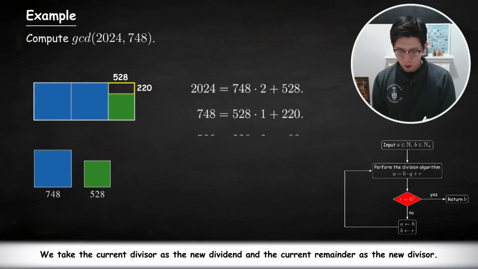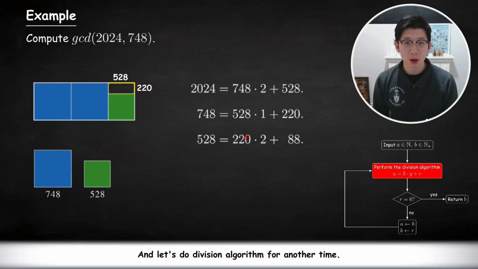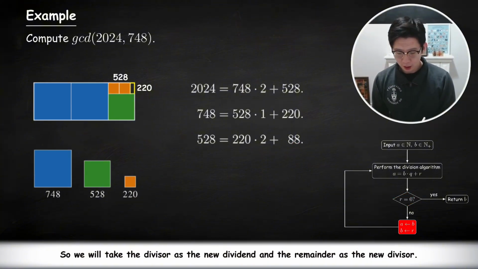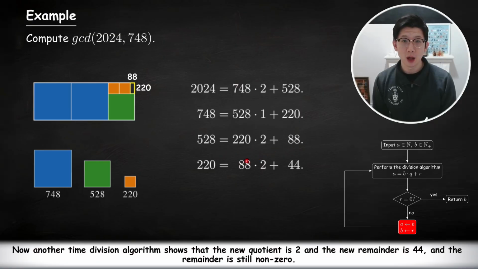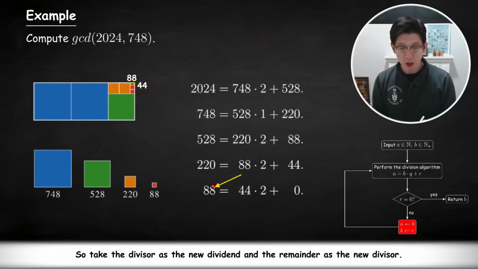So what do we do? We take the current divisor as the new dividend and the current remainder as the new divisor. And let's do the division algorithm for another time. This time we have the quotient 2 and the remainder 88, which is still not 0. So we will take the divisor as the new dividend and the remainder as the new divisor. Now, another time the division algorithm shows that the new quotient is 2 and the new remainder is 44. And the remainder is still non-zero. No worries, just be slightly patient. So take the divisor as the new dividend and the remainder as the new divisor.